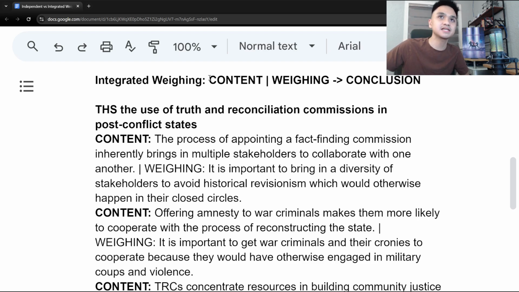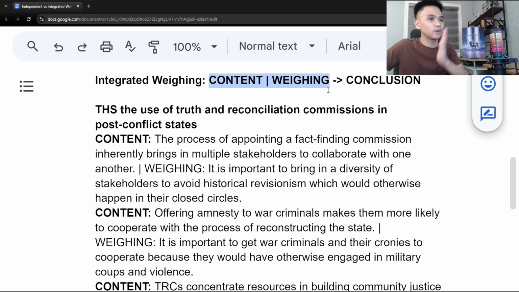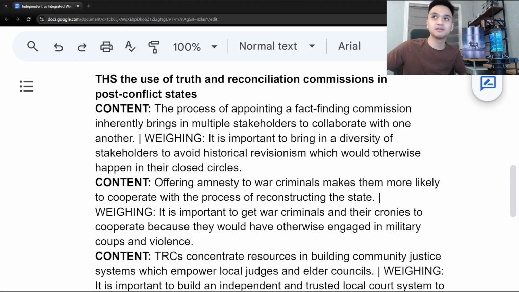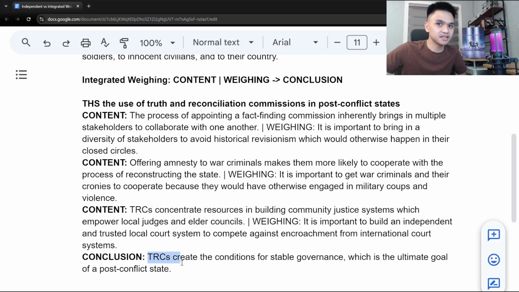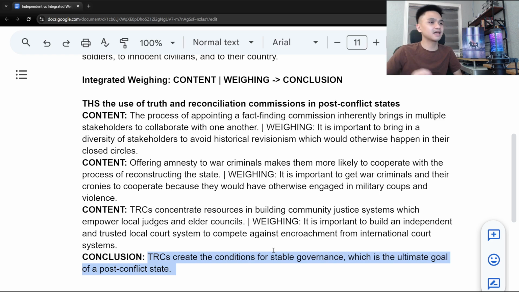So the structure basically is, rather than content leading to the weighing and then the conclusion, you would say content, weighing, content, weighing, content, weighing. Let me just open this a bit. If the argument was that TRCs create the conditions of stable governance, right? And then I could say, why is stable governance important? Stable governance is important because it's the precondition for economic investment. Stable government is important because it allows us to have a democracy. Stable government is important so that we can have trust in the government.